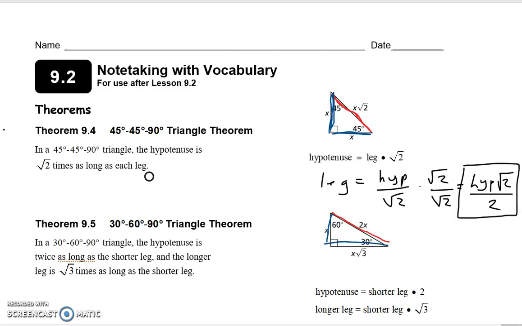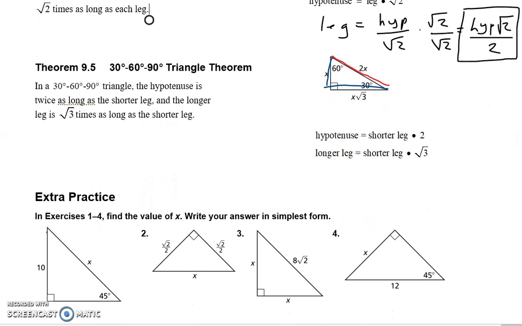And then over here, if I just flip these around, then you have the short leg. The short leg equals the hypotenuse divided by 2. And then this one you have the long leg. So you have the short leg is also equal to the long leg divided by the square root of 3.